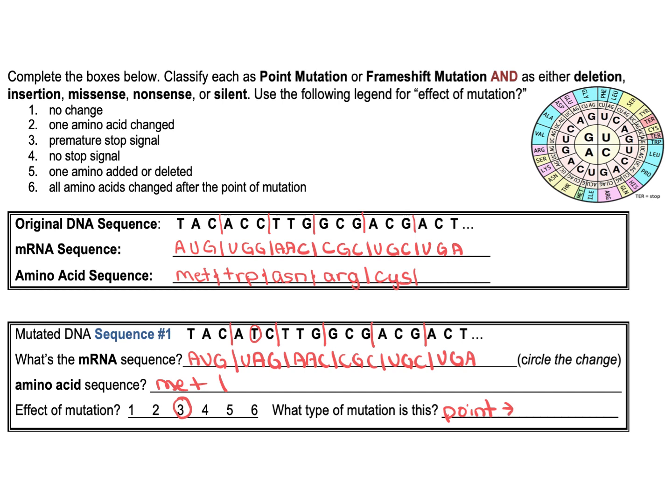Then we're going to further classify it as, so with point mutations, they could either be missense, nonsense, or silent. It did change the amino acids, so it's not silent. And so it's going to end up being nonsense. This is going to be what you'll do for the remainder of the mutated DNA sequences. And then we can check our work in class next time.